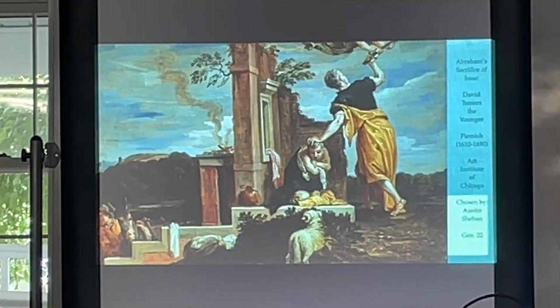Why is there a wall? I don't know. That's how European painters did it for a while. Yeah, they just threw ruins in for fun.